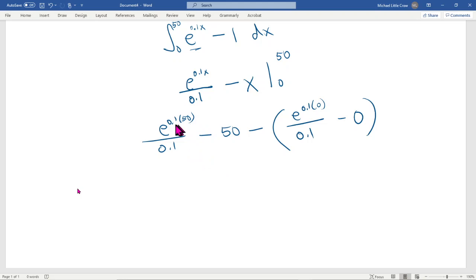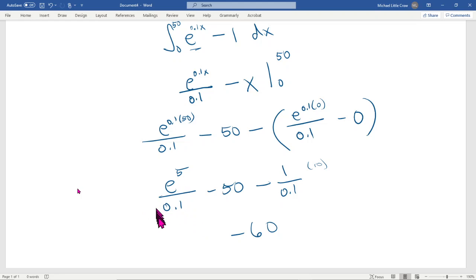So 0.1 times 50 is going to be 5, so this is e to the 5 over 0.1 minus 50 minus, this is going to become e to the 0, which is just 1, so that's minus 1 over 0.1, which is 10, right? You divide by a tenth, so that's going to be 10. So this is, let's see, 10, negative 10, and negative 50, that's negative 60.